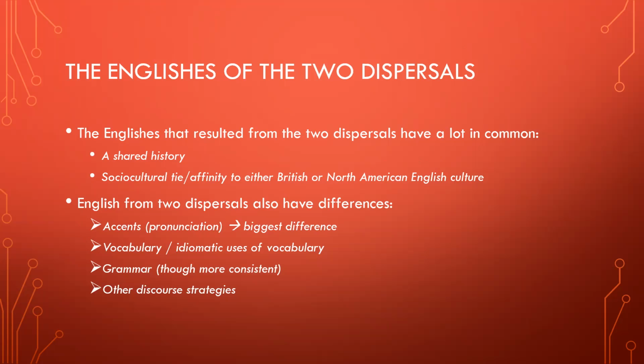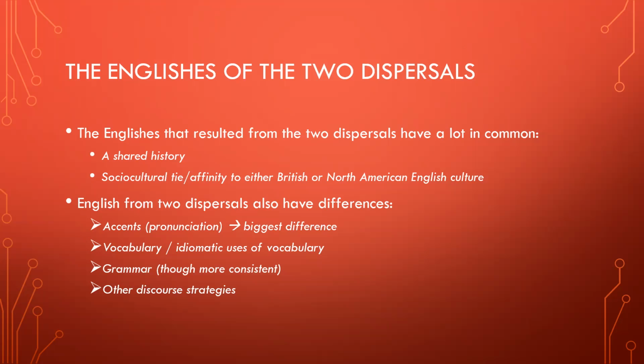So the Englishes that resulted from the two dispersals have a lot in common. Firstly, we can talk about a shared history. Secondly, we talk about a sociocultural tie or affinity to either British or North American culture in these contexts. So there is still an influence of British and American culture in these post-colonial contexts. For example, American, in the Philippines, where we said that English is still used.